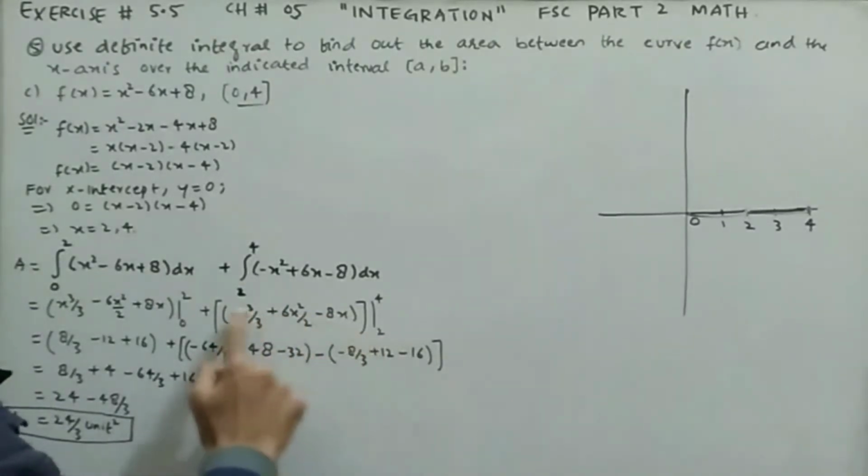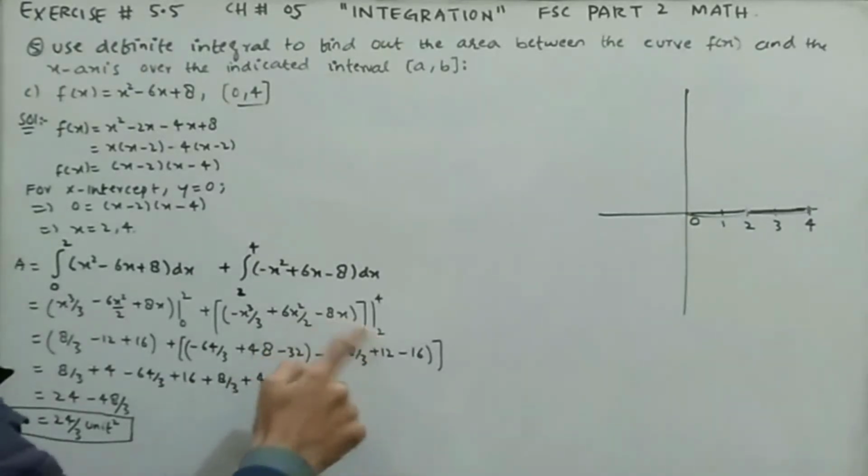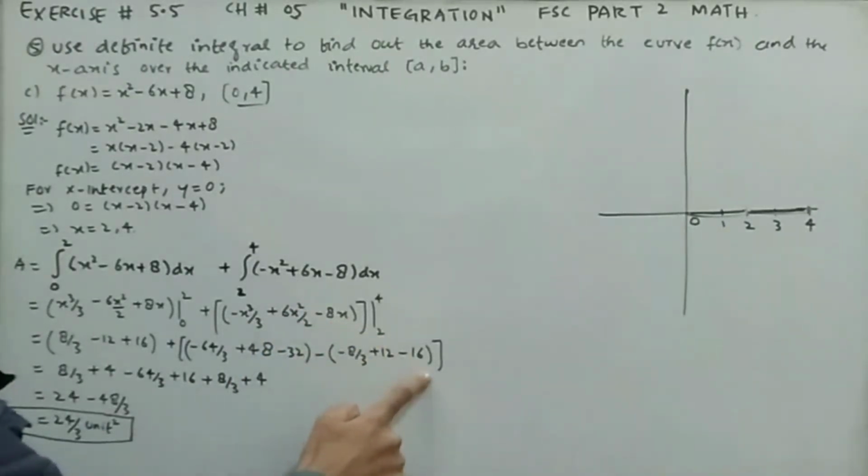So minus, put 2, so it becomes 8 by 3. By putting 2, it becomes 12. By putting 2, it becomes minus 16. So 8 by 3, it gives us 4, minus 64 by 3, 48 minus 32 is 16, minus into minus plus 8 by 3, 12 minus 16 is minus 4, minus into minus plus 4.